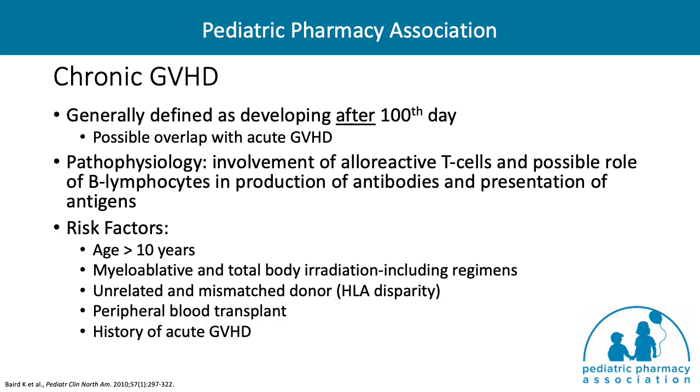In general, it involves alloreactive T cells and a possible role of B lymphocytes in production of antibodies and presentation of antigens. Risk factors include age greater than 10 years old, myeloablative and total body irradiation-including regimens, HLA disparity, peripheral blood transplant, or history of acute GVHD.